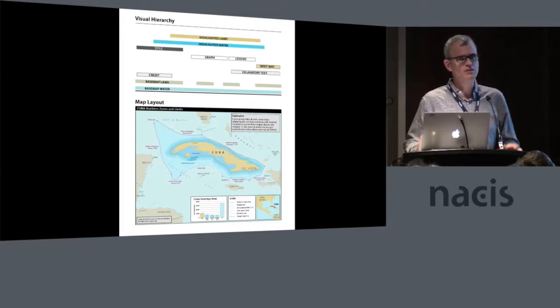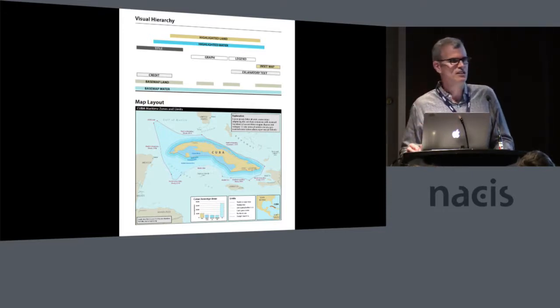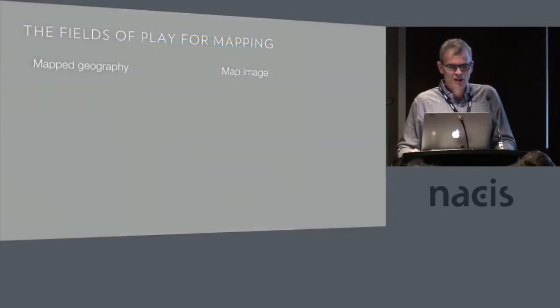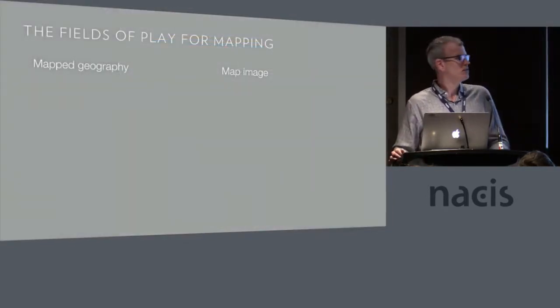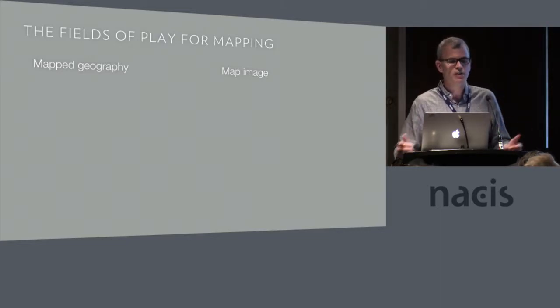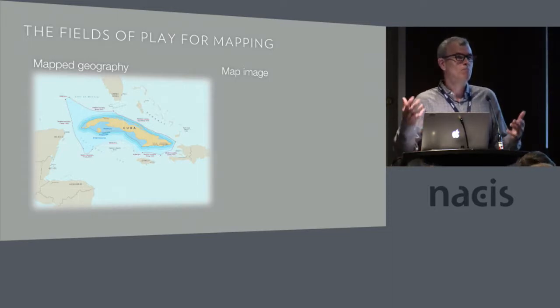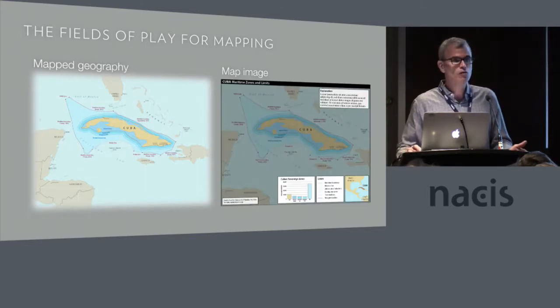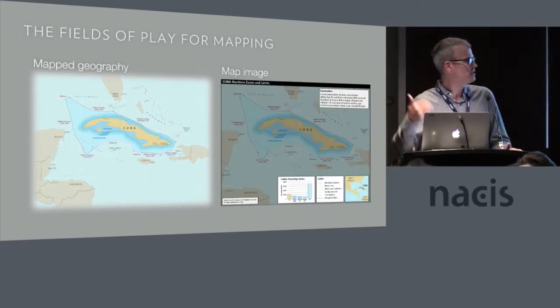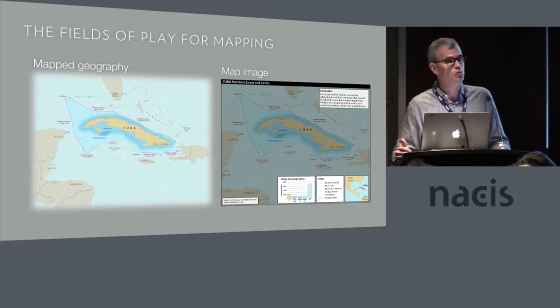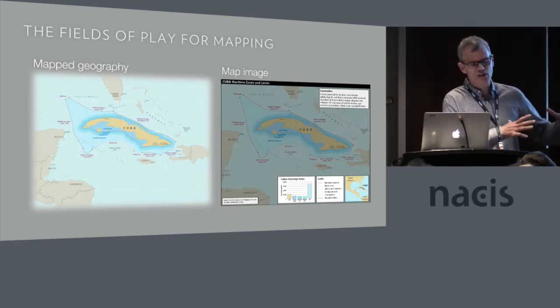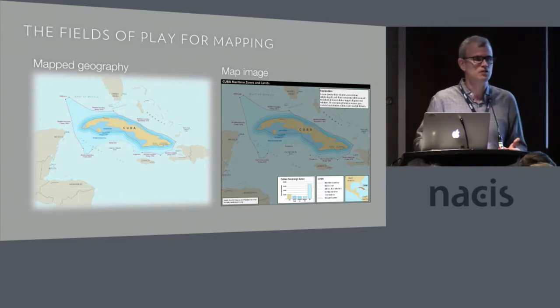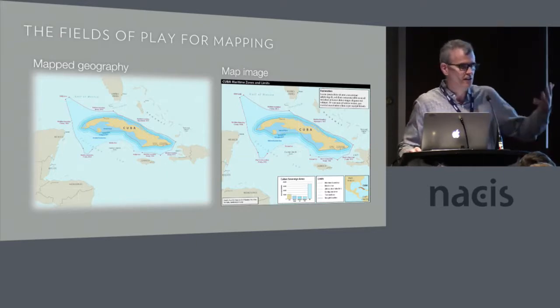It's really important, as you're talking about these two concepts, that they don't work in isolation, of course. Even before you get to visual hierarchy and layout, you have to think about what I call the fields of play for mapping. You have your map geography, which is the actual geographically constrained contents and data. And then you have the overall map image. I built on this from John Krygier and Denis Wood, who don't use these exact terms but have similar terminology for the map geography and the map image. And then they come together in the final result.